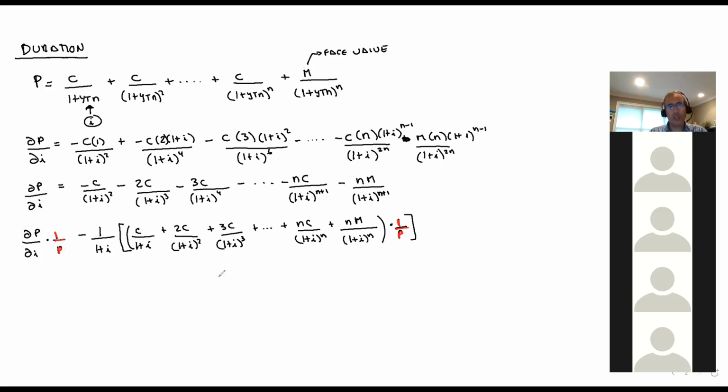Okay, so this part here, guys, this part here is called the Macaulay duration. And all this part here is called modified duration.